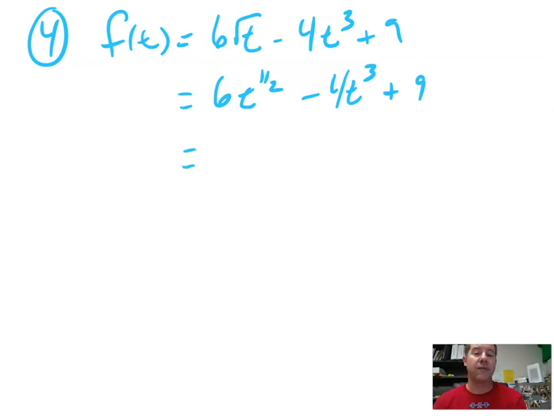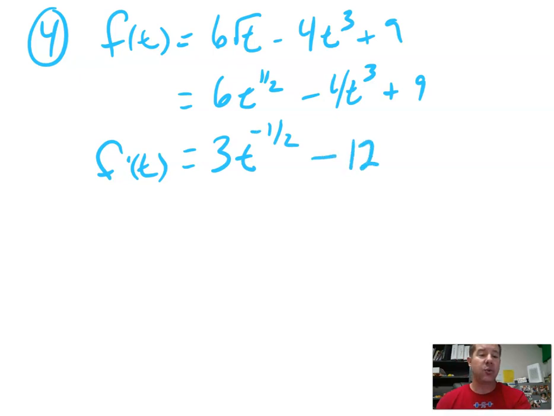So if I take the derivative, again, make sure you notate properly that now I'm taking the derivative. That's no longer f of t. 1/2 times 6 is 3t. Now I have to take away 1, so 3t to the negative 1/2 minus 12t squared. And then the derivative of a constant is 0. So there's the derivative right there. Derivative of 9 is 0. Okay?